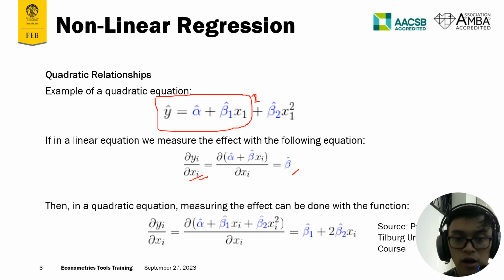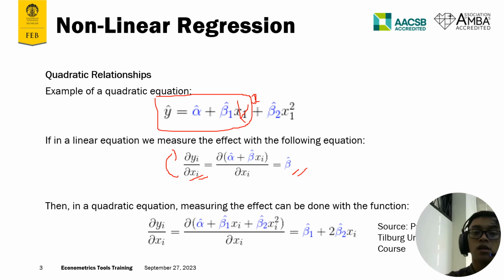X1 is 1 because it didn't have a quadratic form. I mean, this is just 1 here. And when we differentiate, the 1 will be multiplied by beta and the x1 will disappear. So at the end, it's just the beta. And then if we want to know the effect of x on y, the effect is beta. That's why the incremental of the y affected by the x is beta.